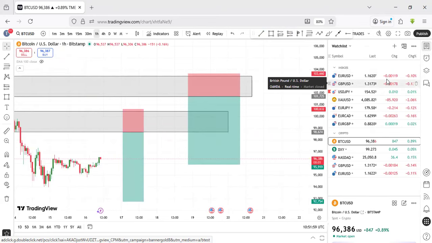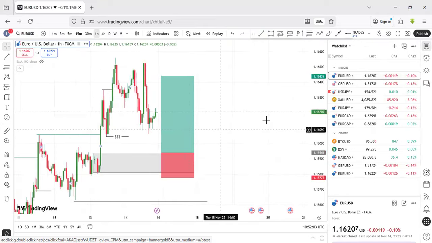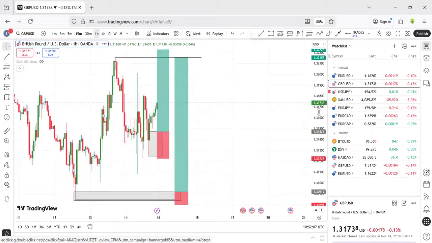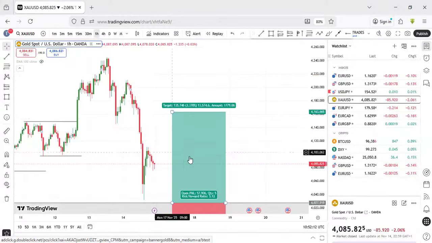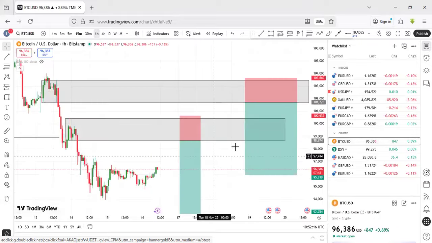So on EURUSD, this is our first entry. On GBPUSD, this is what we are also seeing. On gold, this is also what we are seeing. And on BTCUSD, this is what we are expecting to happen.